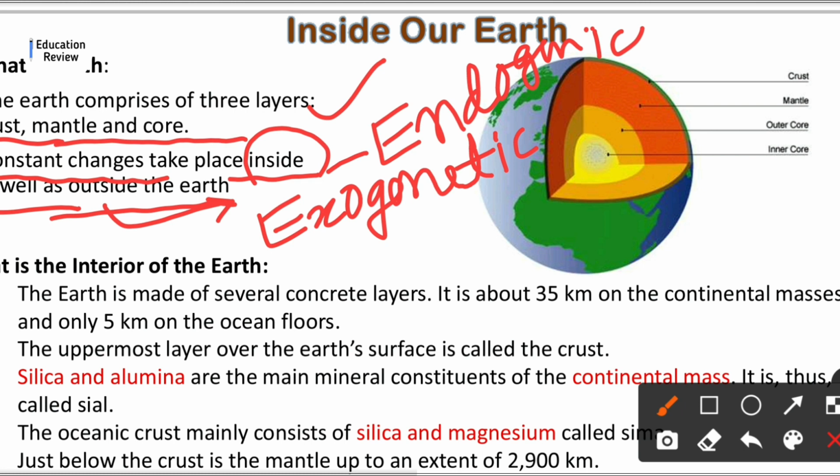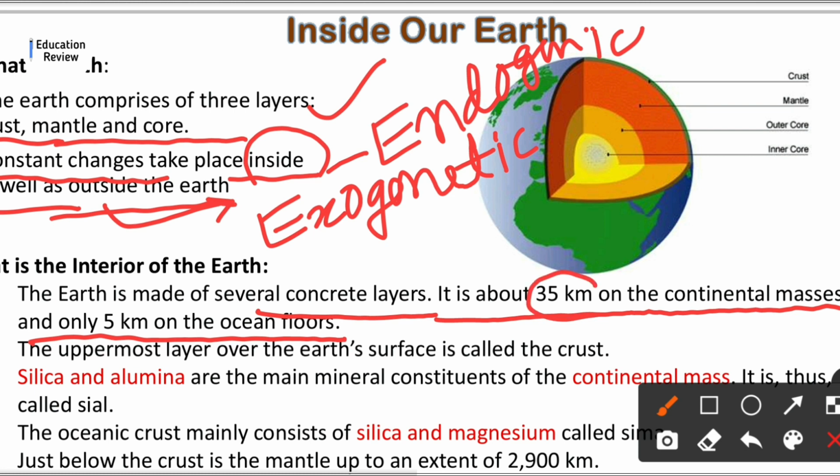Okay, what is the interior of the earth? The earth is made up of several concentric layers. It is about 35 km on the continental masses and 5 km on the ocean floors. Actually, this is talking about the crust. Crust is about 35 km on continental masses. Continental means Africa, Asia, Europe. These are the continents of the world. And ocean floors, I mean the ocean base.